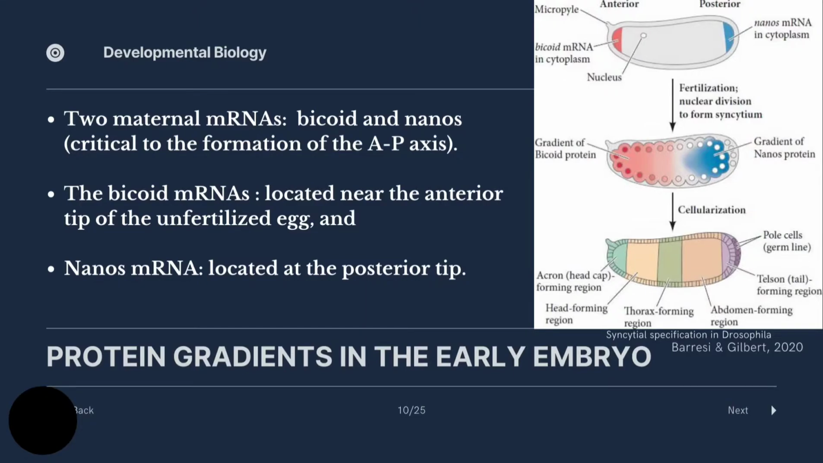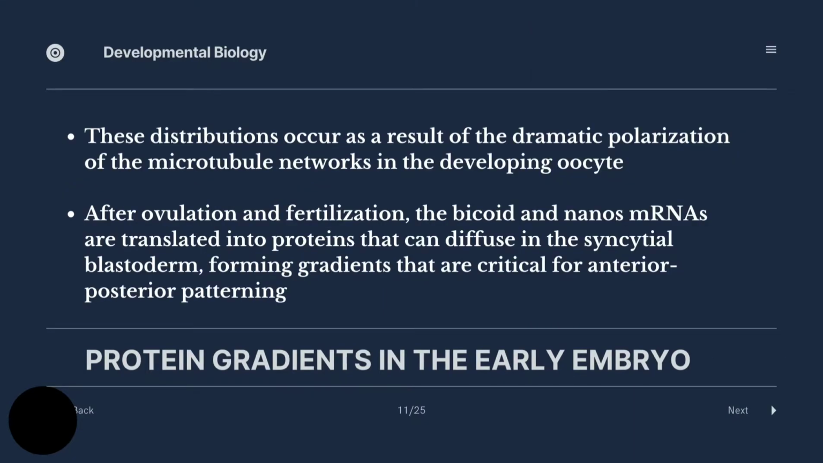The 2 maternal mRNAs are bicoid and nanos, which are critical for the formation of the anterior-posterior axis. The bicoid mRNAs are located at the anterior tip of the unfertilized egg, and the nanos mRNAs are located at the posterior tip of the unfertilized egg. The bicoid mRNA is shown in the red colored region in the anterior of the unfertilized egg, and the nanos mRNA is shown in blue in the posterior region of the egg.